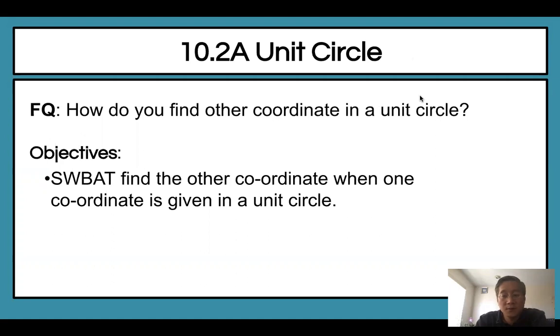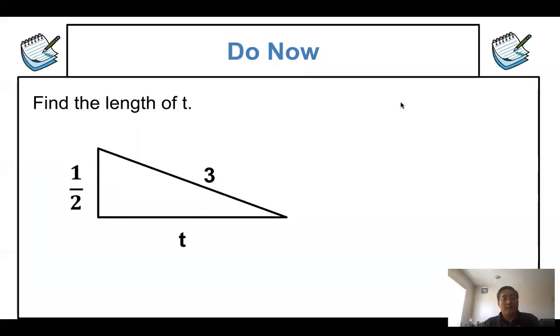So before we talk about unit circle, we need to practice with this. Pythagorean theorem, right? So can you find the length of t in this right triangle? So what do you use? You use Pythagorean theorem. Do you know how to set up the Pythagorean theorem? Is it t squared is equal to 3 squared plus 1 over 2 squared?